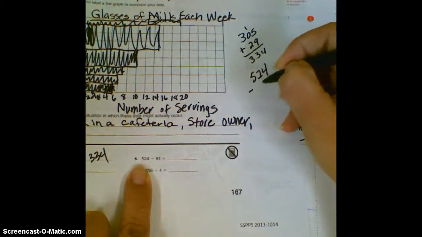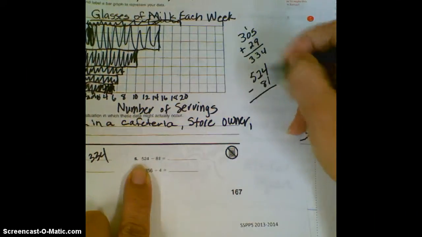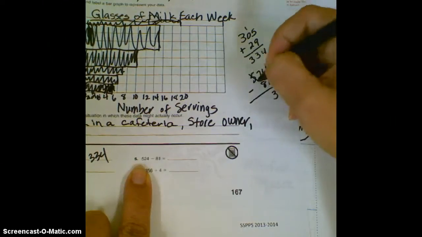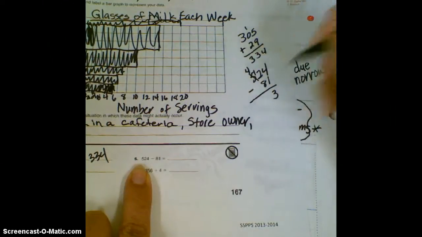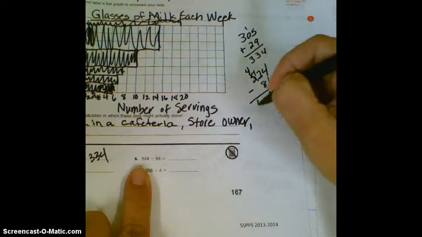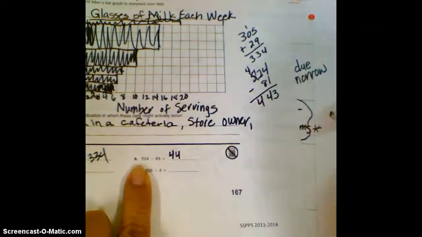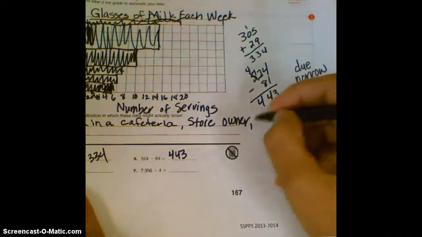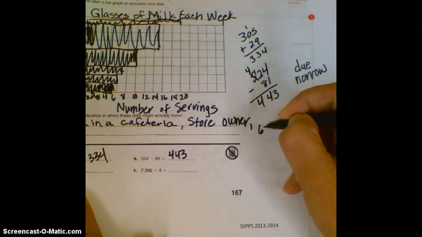524 minus 81. We can subtract 4 minus 1 is 3. 2 minus 8, don't say 6. You have to borrow from your neighbor. 12 minus 8 is 4. And another 4. So we get 443.